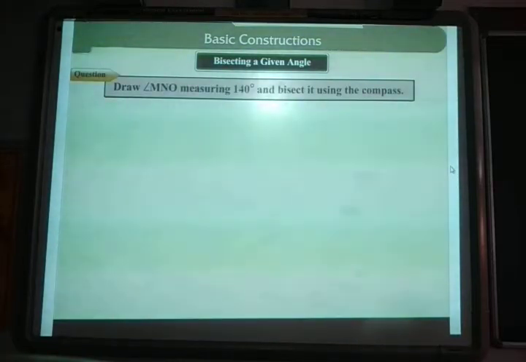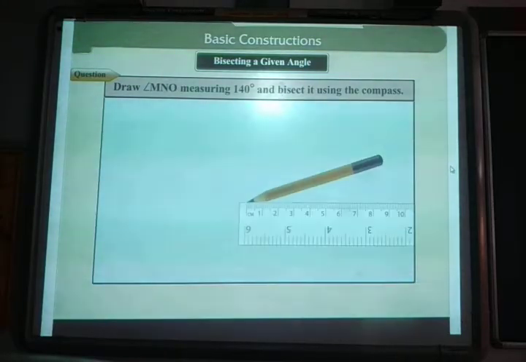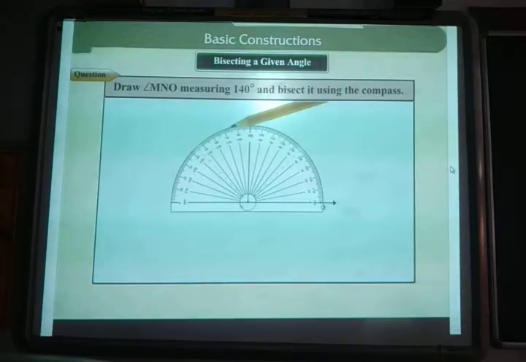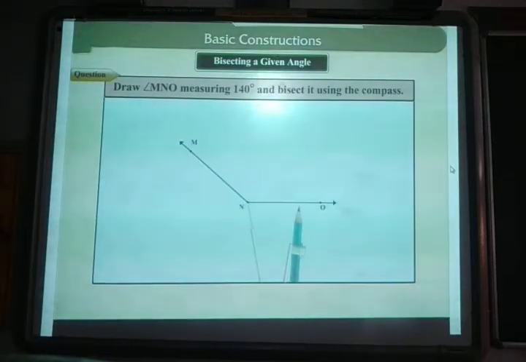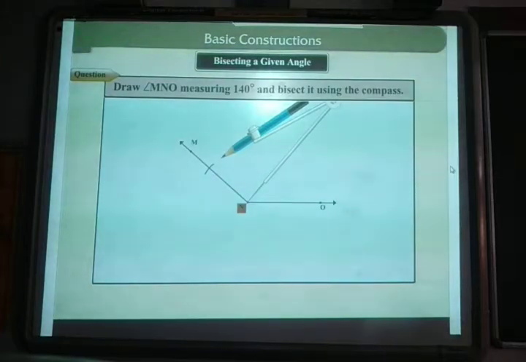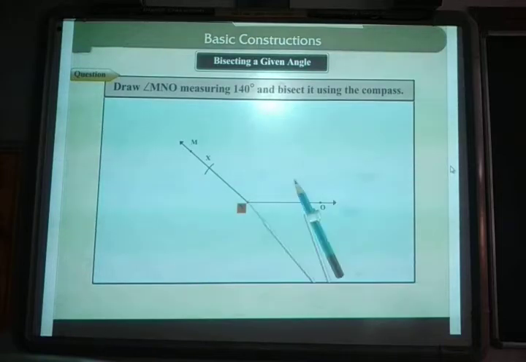Draw an angle MNO measuring 140 degrees and bisect it using the compass. Draw angle MNO measuring 140 degrees. Place the compass point on point N. Taking a suitable span on the compass, draw an arc intersecting ray NM at point X and ray NO at point Y respectively.